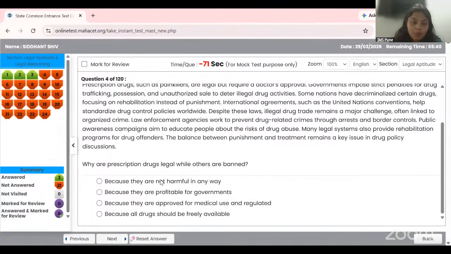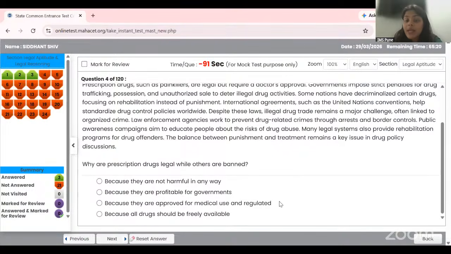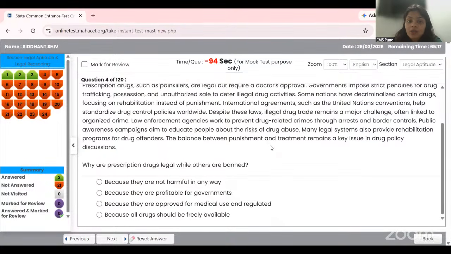Now let us look at the options. It is saying because they are not harmful in any way. No, when we are prescribing, we prescribe certain quantities. So we cannot say that they are not harmful in any way. This is an extreme option. Then because they are profitable for governments. Again, government profitability is not something that is discussed in the passage. Because they are approved for medical use and are regulated. This is something which is mentioned as the crux of the passage. Then all drugs should be freely available. Again, this is entirely against the passage, so our answer would be C in this case.